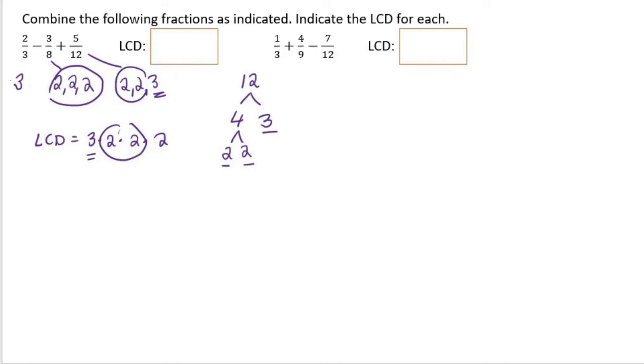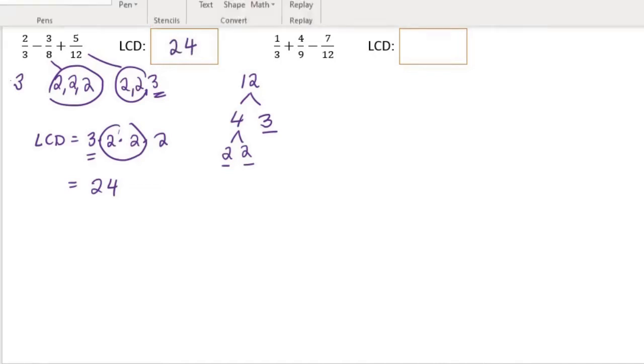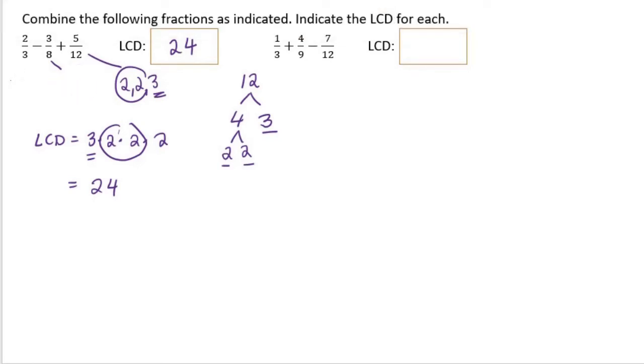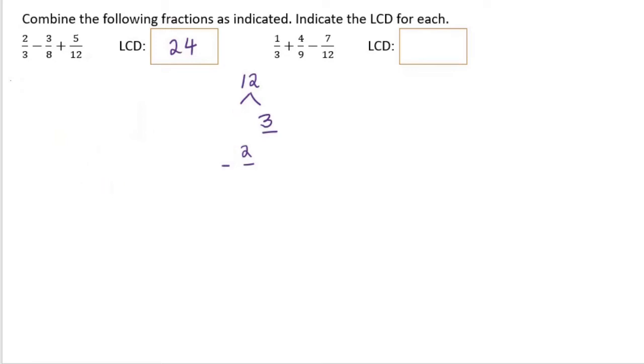Now all we do is multiply that out. 3 times 2 times 2 times 2, or 3 times 8, is 24. So we find that the LCD is 24. I'm going to erase some of this thought process, this thinking, so that we can carry on and solve the problem. But we'll follow those same steps to find the LCD in each case.